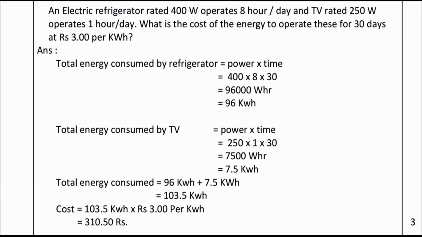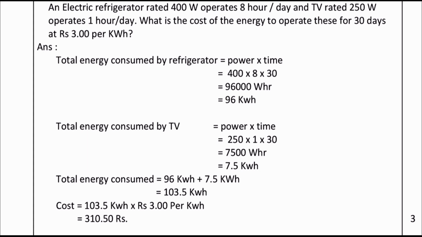Next question. An electric refrigerator rated 400 watt operates 8 hours per day, and a TV rated 250 watts operates 1 hour per day. What is the cost of the energy to operate these for 30 days at rupees 3 per kilowatt hour? Next.